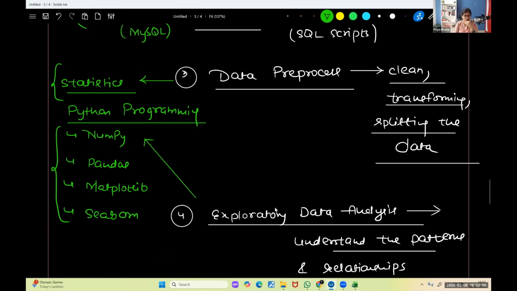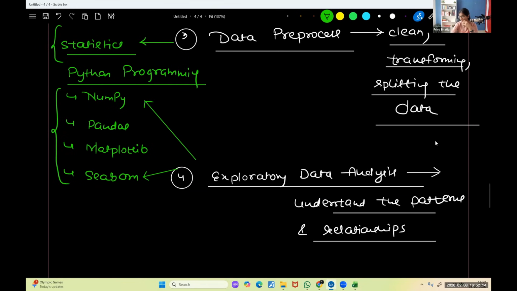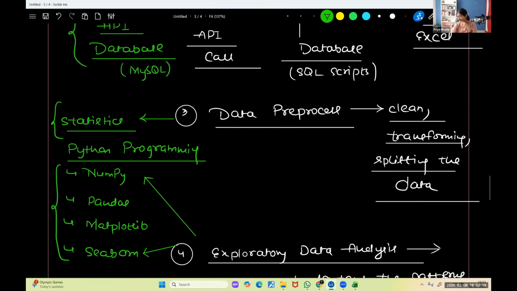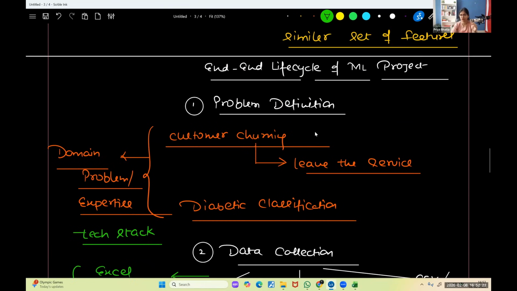Is this clear to everyone till the EDA portion? What is the tech stack required and what are the steps that we will have? And this is a generic pipeline. This is something you will follow in almost all your ML projects. It's not that I'm talking about any one specific project over here.